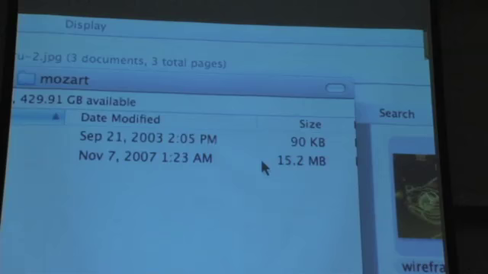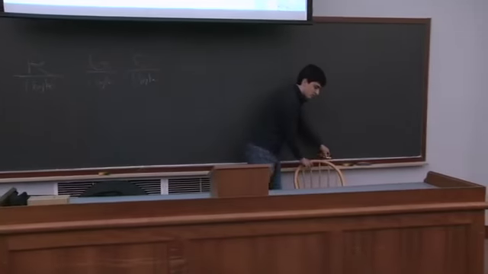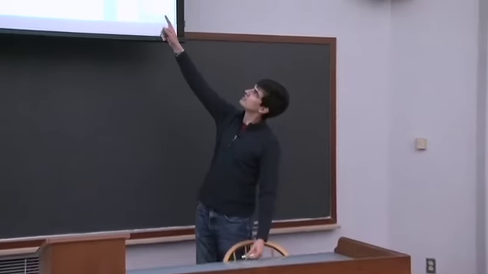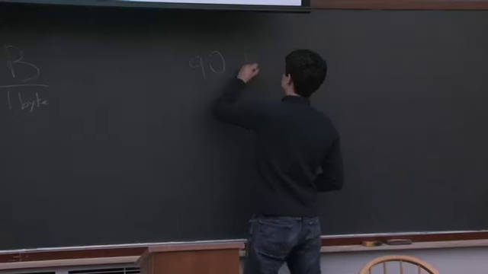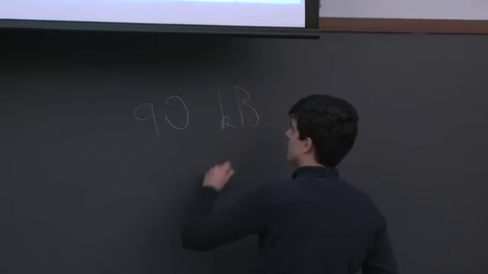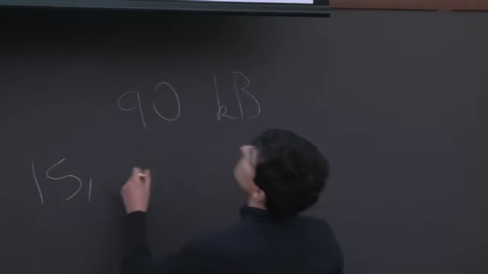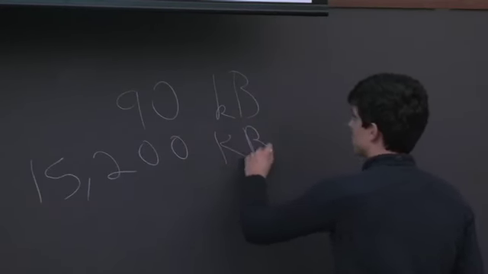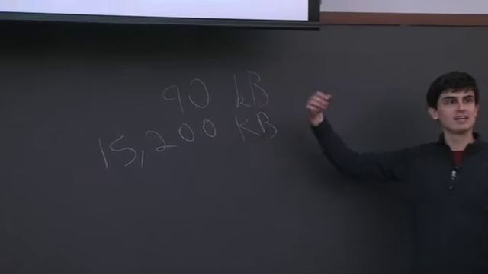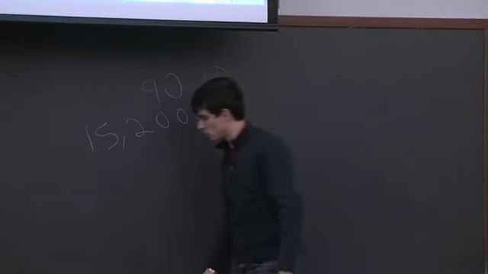And so I always get annoyed when people put comparisons of numbers in different powers like this. So just to make this real, this is 90 kilobytes, and we have 15,200 kilobytes. So just to give you an idea of the difference in size, we're talking about quite a lot.